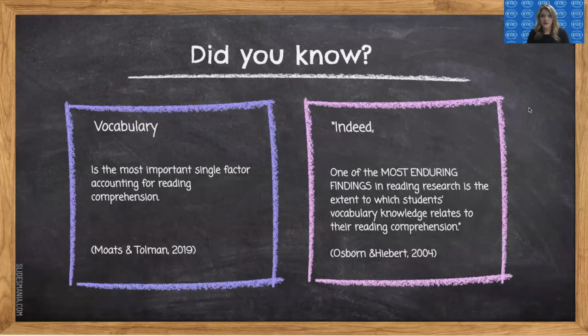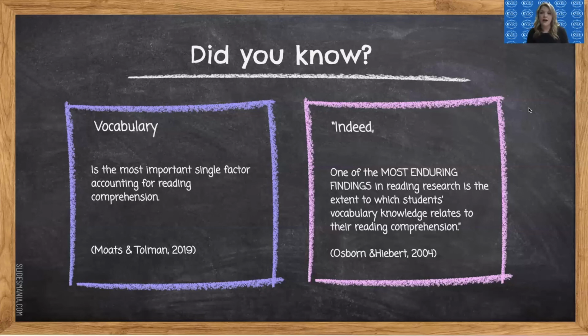Did you know that vocabulary is the most important single factor in accounting for reading comprehension? This is based on some research that we had. The extent of the student's vocabulary knowledge directly relates to their comprehension. So, like we mentioned before, the more vocabulary words and the more difficult words and concepts that they know, the more they're going to be able to read and comprehend at a higher level, because they're understanding what they read.